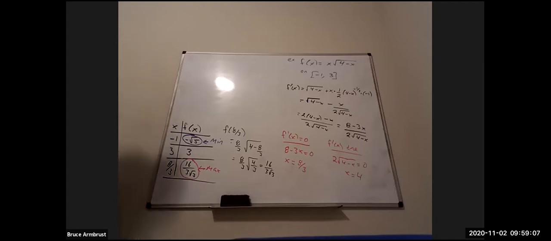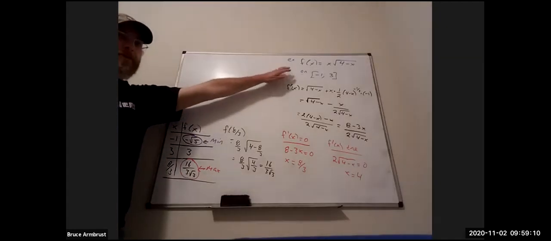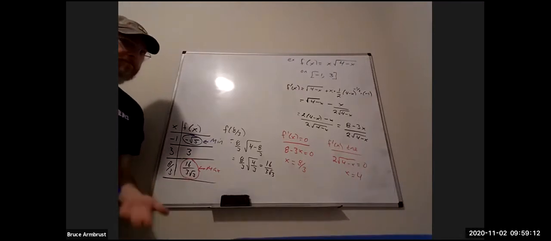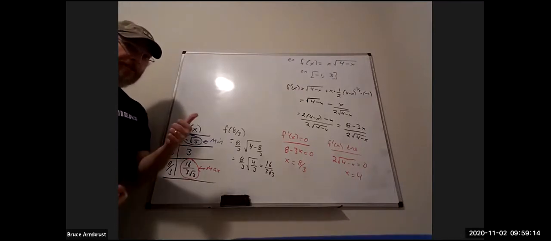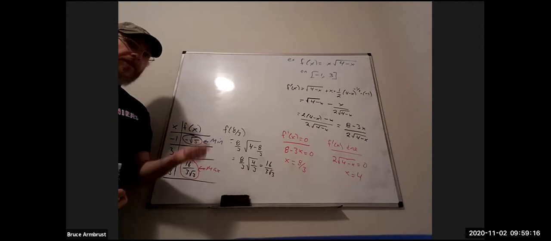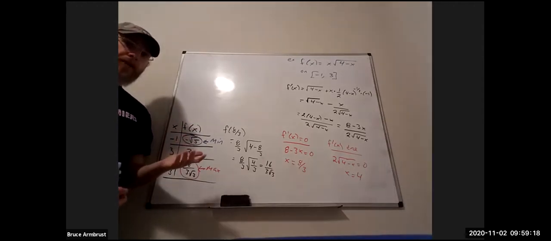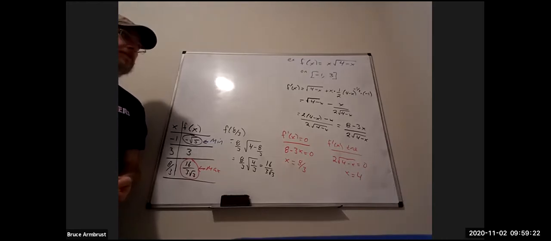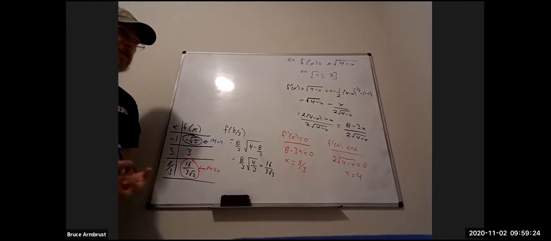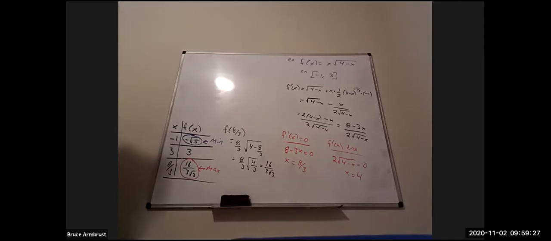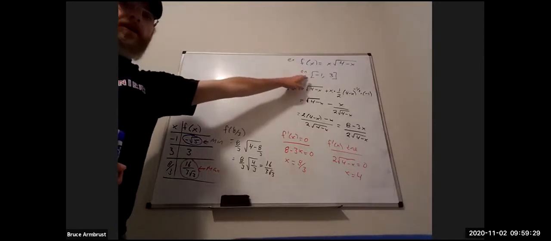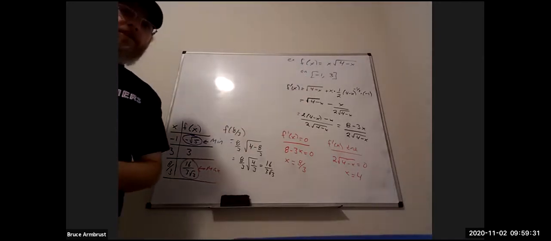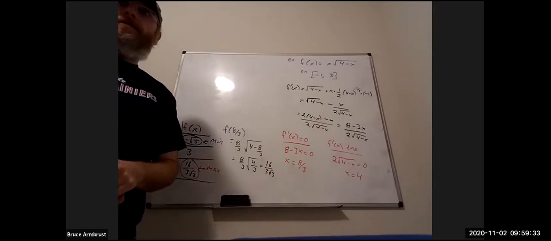So even when the function's not as nice, it's not a polynomial, we can still do the same thing: differentiate it, find out where it's 0 and undefined, and test those points against the endpoints. But I knew I was going to have an absolute max and an absolute min because it was continuous on this closed interval. And that's what the extreme value theorem guarantees.